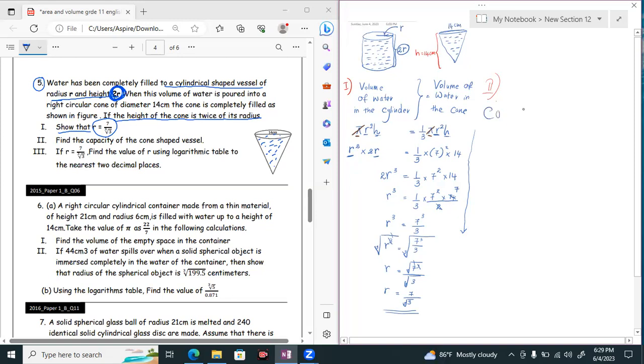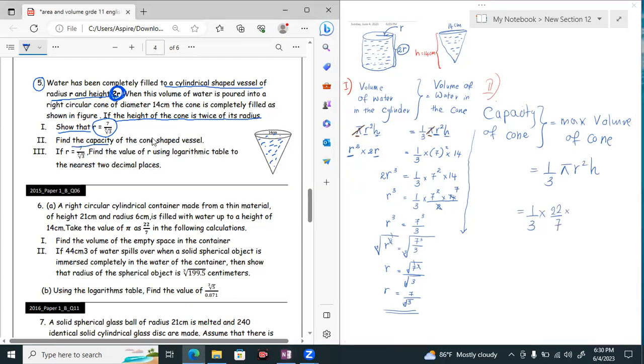Then the capacity of the cone is equal to the maximum volume of the cone. Maximum volume is the volume of the cone, which is 1/3 of pi r squared times h. Then substitute: 1/3 times 22 upon 7. Here you have to substitute because you have to find the capacity and obtain an answer. r is 7, so 7 squared times h. h is 14. Then 14 divided by 7 is 2. Then let's simplify.